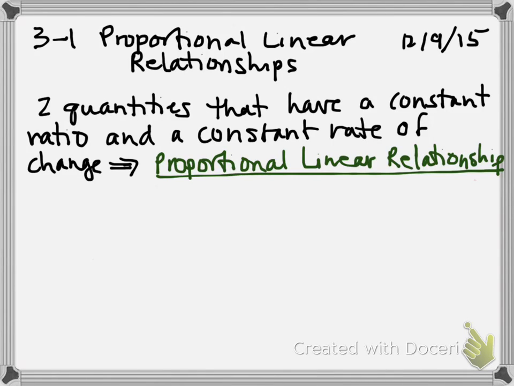So again, same lesson, proportional linear relationships, 12, 9, 15. Two quantities that have a constant ratio and a constant rate of change. That's a proportional linear relationship. So what are some things that we need?